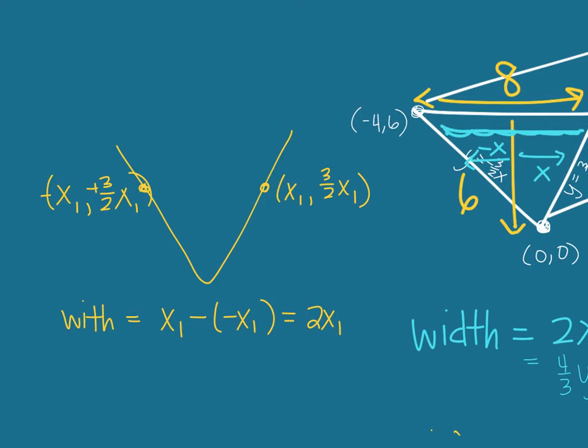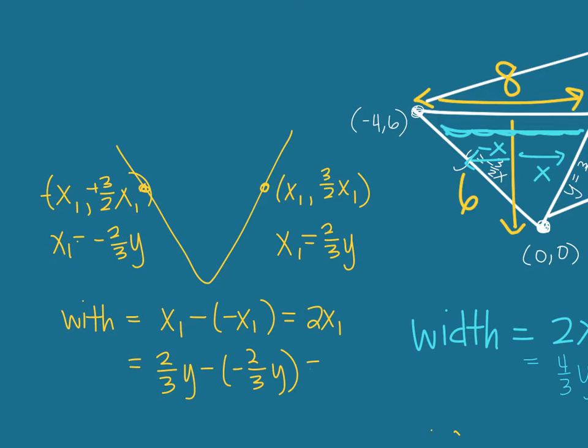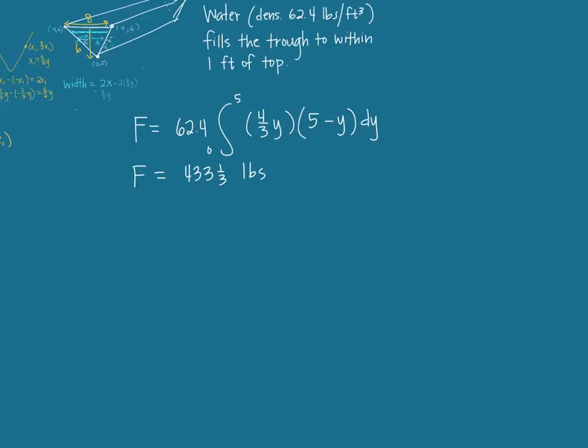Okay, if we convert it and we say we want it in terms of y, then we know that x on this side, x1, is equal to 2/3 of y. On this side, x1 is equal to negative 2/3 of y. So then we subtract 2/3 of y minus negative 2/3 of y. We still get 4/3 of y, which is the same thing we got last time. Okay? All right, good job.